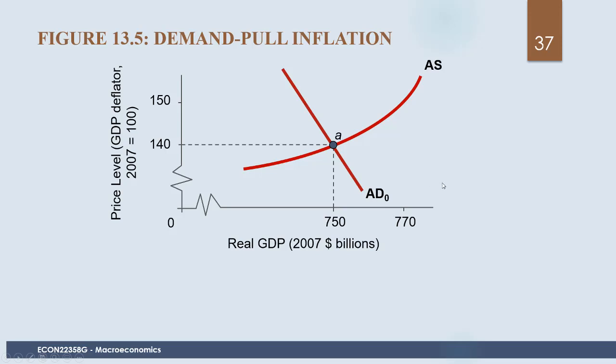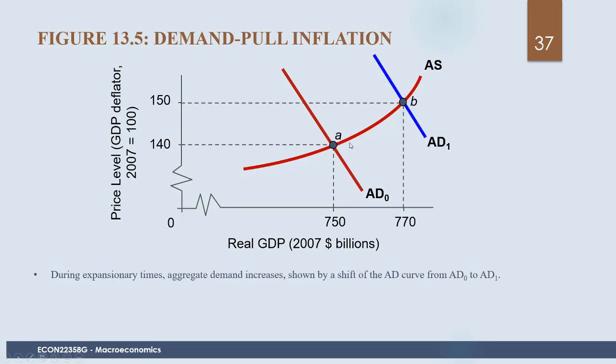So here's an example of demand pull inflation. We're basically talking about a movement along the aggregate supply curve with aggregate demand shifting. This increase in aggregate demand causes the price level to increase.